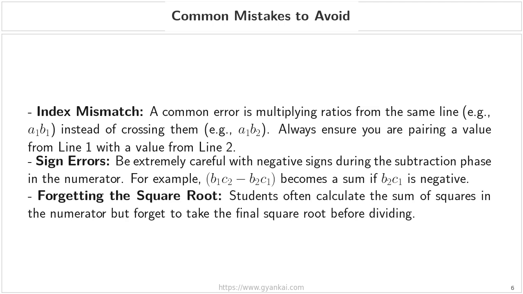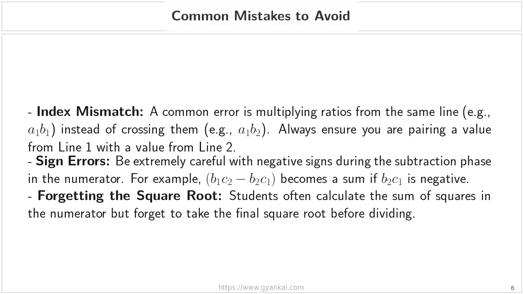Finally, don't forget the square root. I often see students successfully calculate the sum of the squares in the numerator, but then they move straight to the division without taking the final square root of that total. Remember, the entire numerator is enclosed under a radical sign.